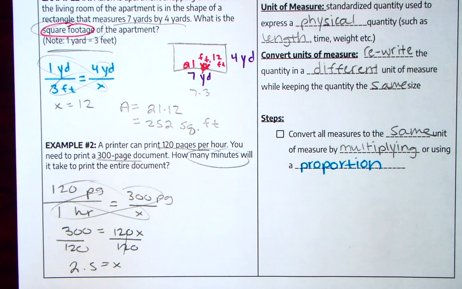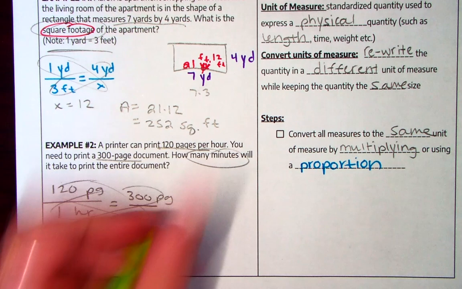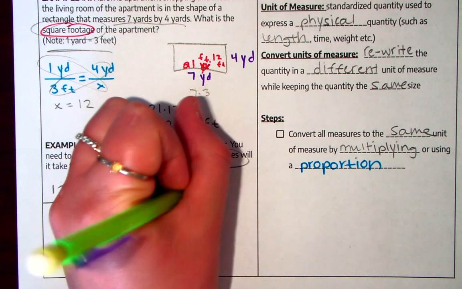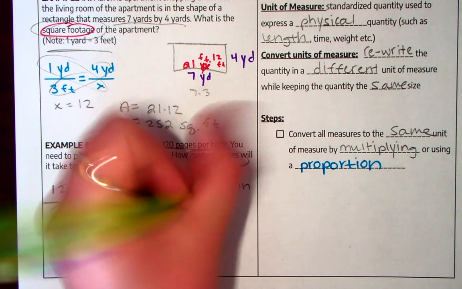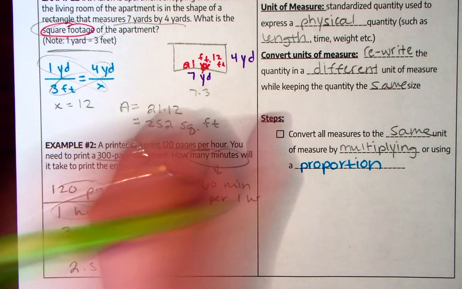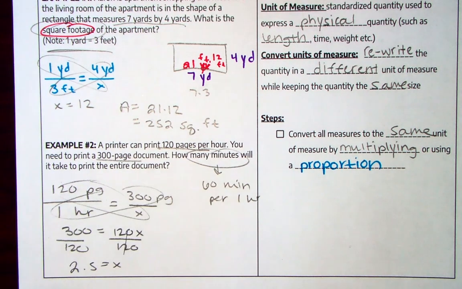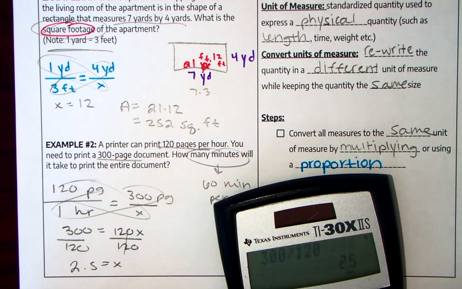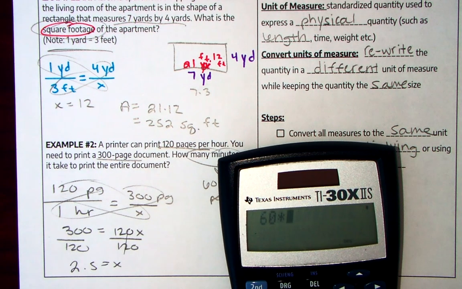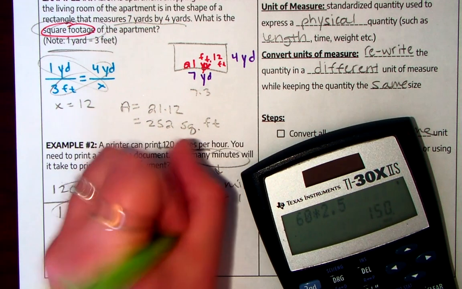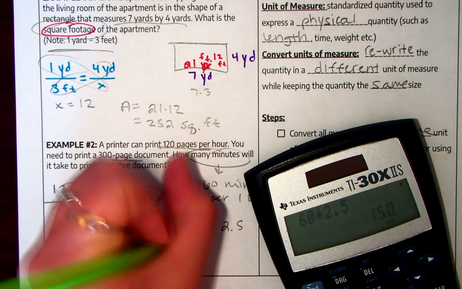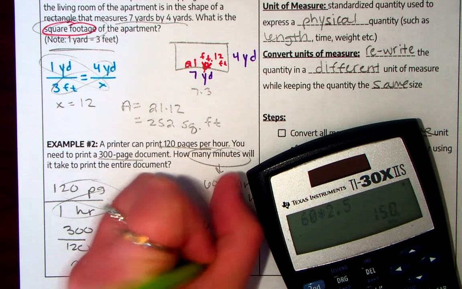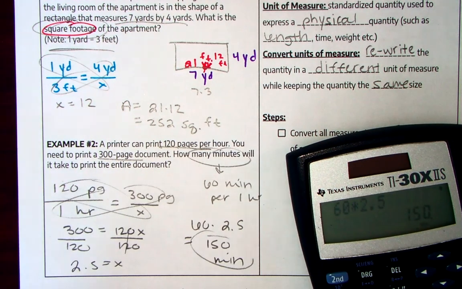All right, so 2.5 hours, okay, but it wants minutes. Now, I know there's 60 minutes per 1 hour, right? I could do a proportion, or I could just immediately do 60 times 2.5. For every hour, there's 60 minutes, so we get 150. 60 times 2.5 is 150 minutes. And again, if that wasn't clear, you could just use a proportion again to do that rate conversion. Okay, cool.